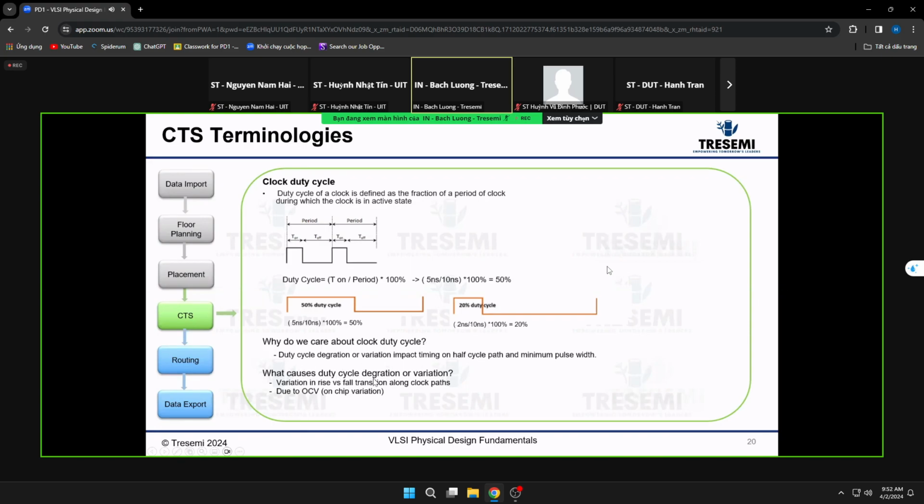So what causes duty cycle degradation or variation? Variation in rise and fall along the clock path. If the rise and fall are not equal, it's going to get impacted. Also due to OCV. But everybody should understand that if somebody says we have a 50% duty cycle clock or a 60% duty cycle clock, in your mind you should have some sort of shape and understand what that means. So you can see 50, 20.